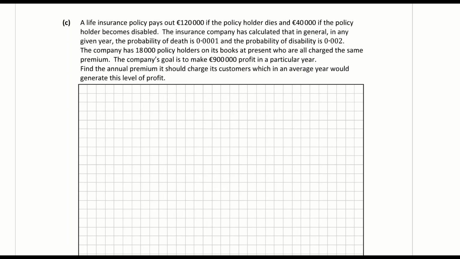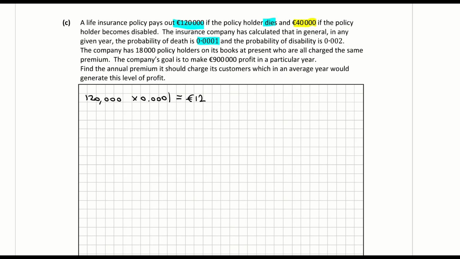It's talking about a policy. So it's text heavy here again, so you just read it yourself first of all. But what it's going through here is €120,000 is paid out if a person dies, 40,000 if they become disabled. The insurance company have found out, so let's link these together. So 120,000 if you die, probability of dying 0.0001. So let's find that expected value. So that's 120,000 multiplied by 0.0001, which is €12. So basically in every policy, €12 must be set aside for the likelihood of someone dying.